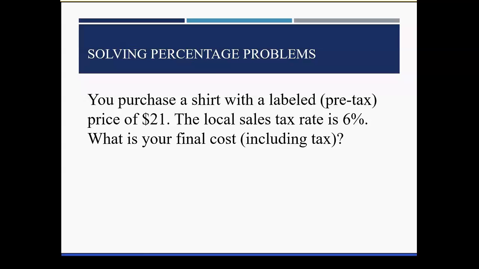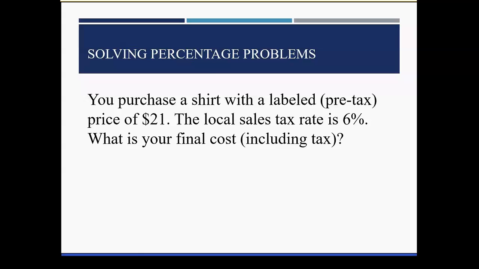So here's an example of that. You purchase a shirt for $21. The local sales tax rate is 6%. What's the final cost, including the tax? Most people, if they know how to do this, break this down into 2 steps. They first find the tax, then they add it on. Very common method, and there's nothing wrong with it.